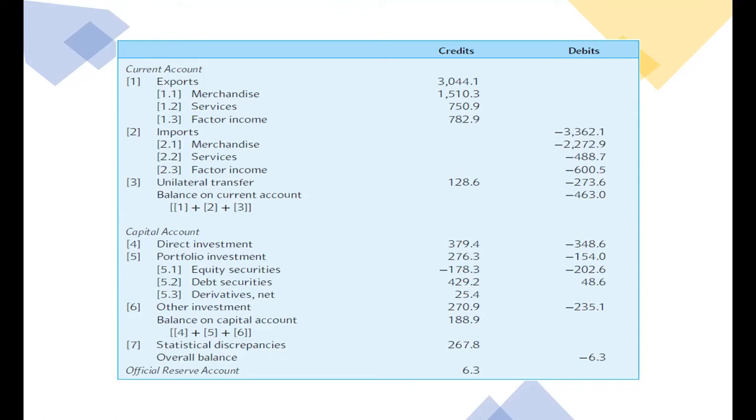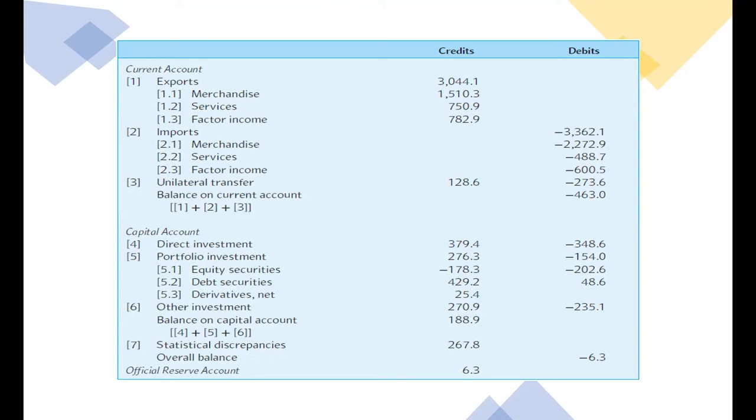And so the statistical discrepancies are used to try and balance those out, right? Errors, misrecorded transactions, and so on. And so this is estimated to be 267.8 in this situation, so that the overall balance of this particular example comes out to be negative 6.3.